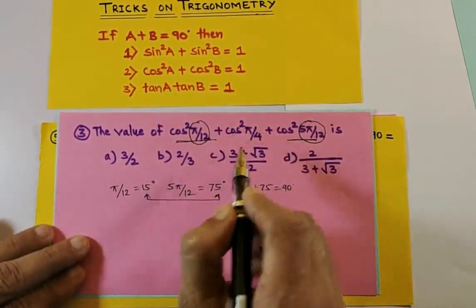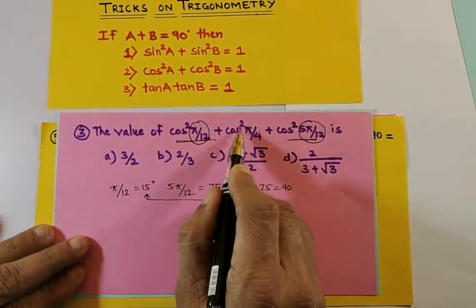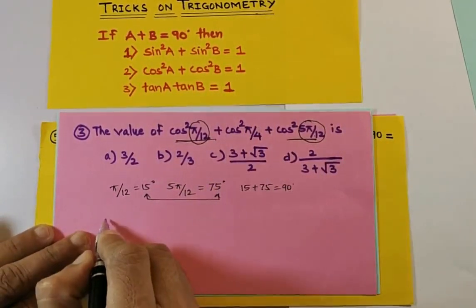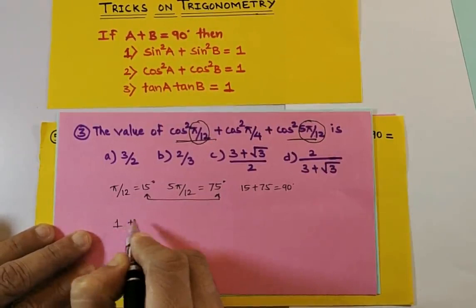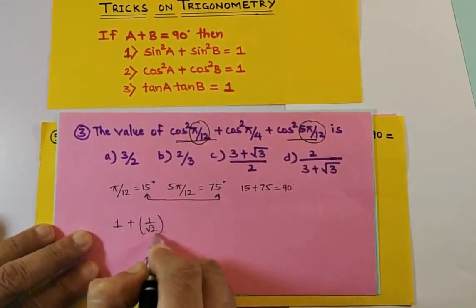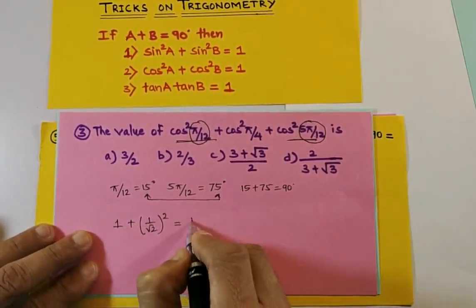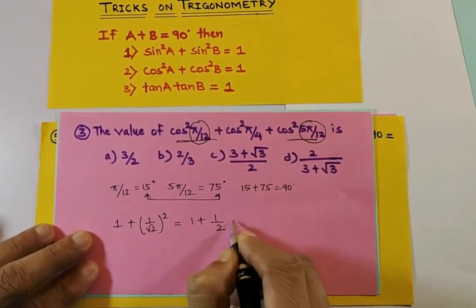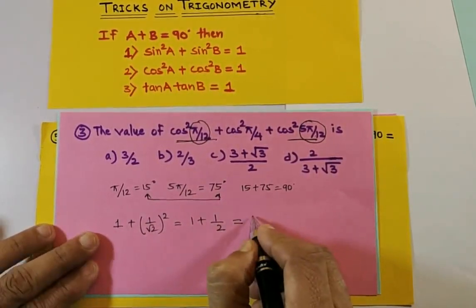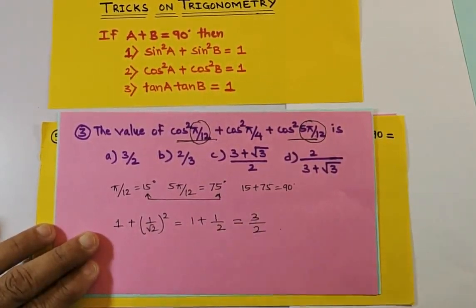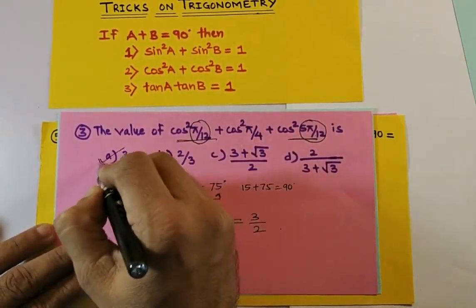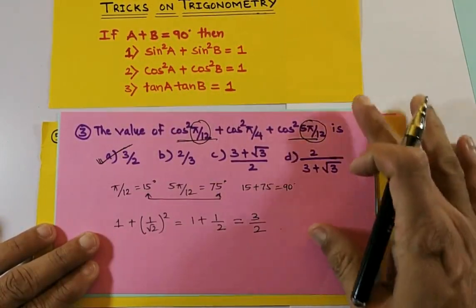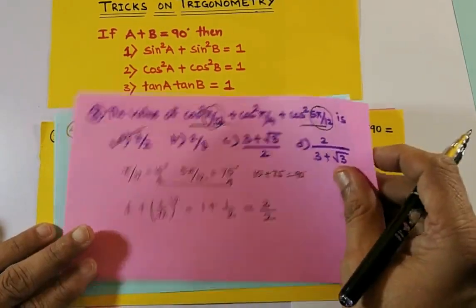Cos square pi by 4: cos 45 is 1 by root 2, so this is 1 by root 2 square. So the value will be 1 plus 1 by root 2 square, which is nothing but 1 plus 1 by 2. If you take LCM, you will have the answer 3 by 2. So option A is our answer. Clear students? Very easy steps.